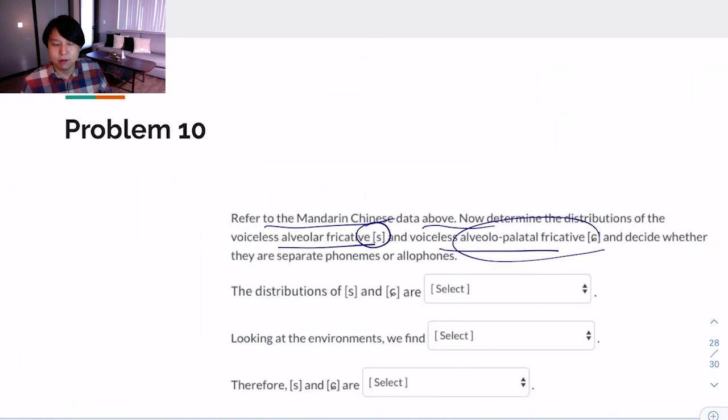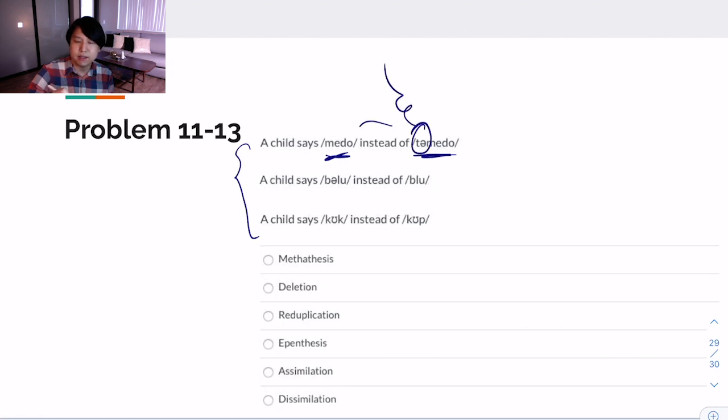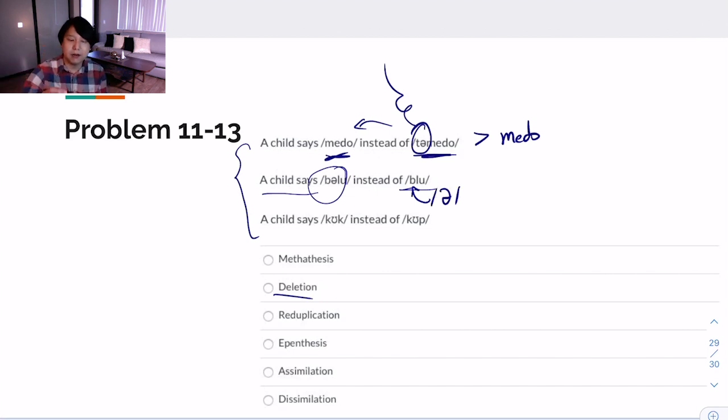So that was problem number 10. Let's move on to 11, 12, 13. When a child says mado instead of tomato, some part of this word is eliminated to become mado, right? That's deletion. When a child says belue instead of blue, there is a new segment, schwa, inserted between b and l. Insertion is called epenthesis.